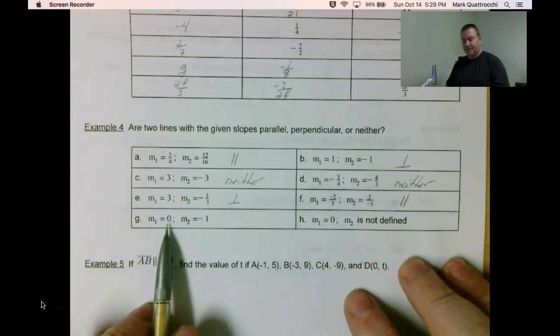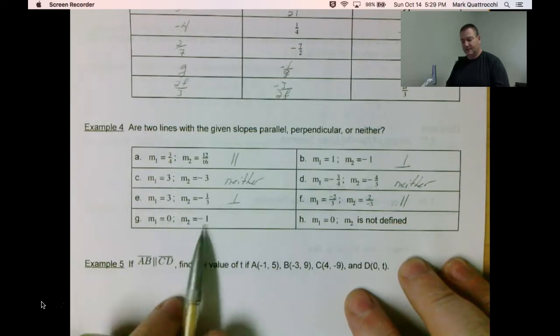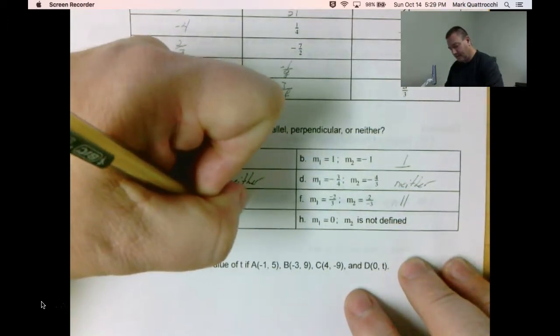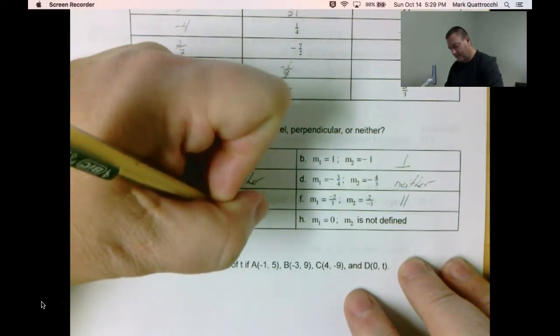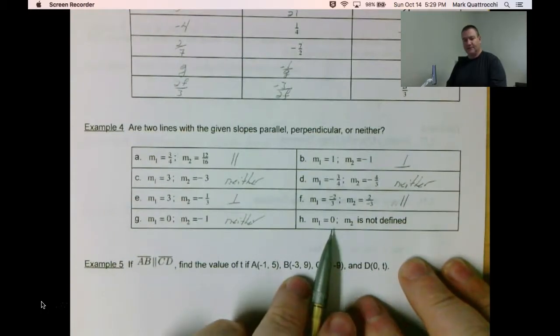This is a slope of 0. The perpendicular to a slope of 0 is undefined, not negative 1. Neither. And like I just said, slope of 0 and undefined, they're perpendicular to each other.